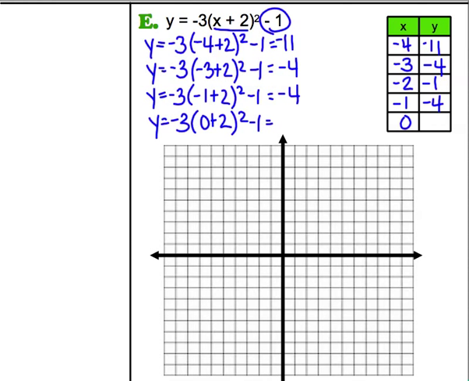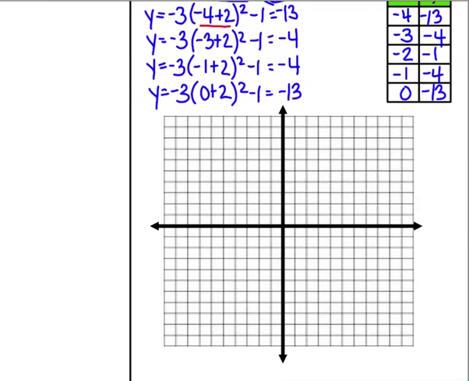-12 minus 1, oh, I made a mistake. Let's go ahead and fix that. -4 plus 2 is -2. -2 squared is 4. 4 times -3 is -12. -12 minus 1 would be negative 13. My apologies. So we'll fix that here. Please be aware that I am human. I do make mistakes. So let's go ahead and plot those points.